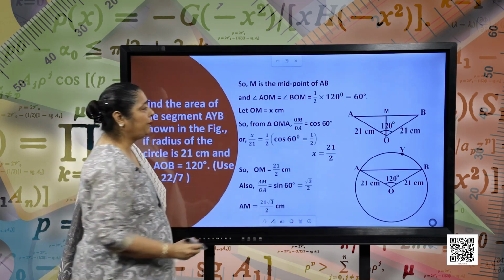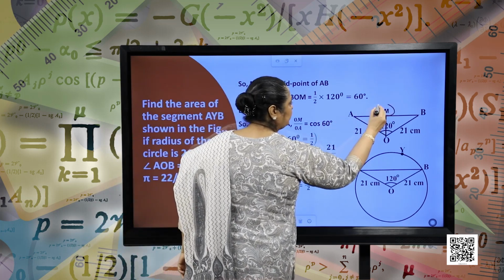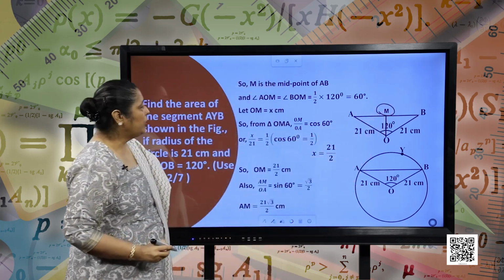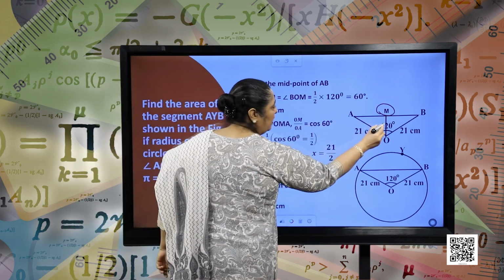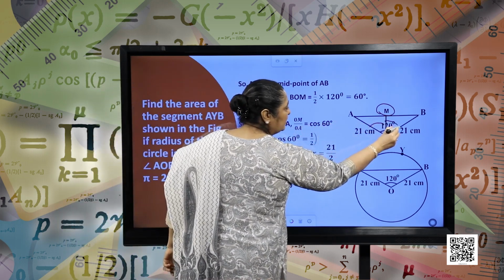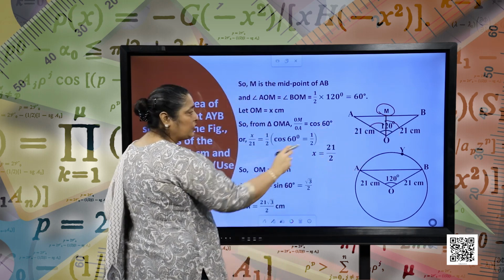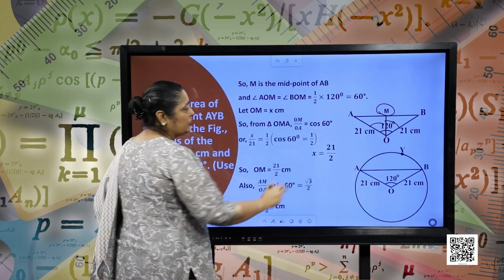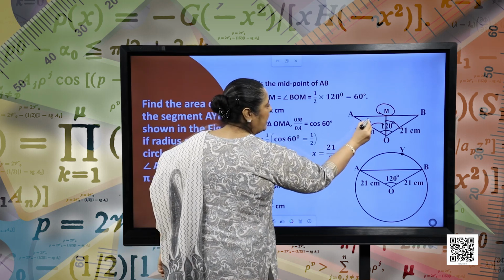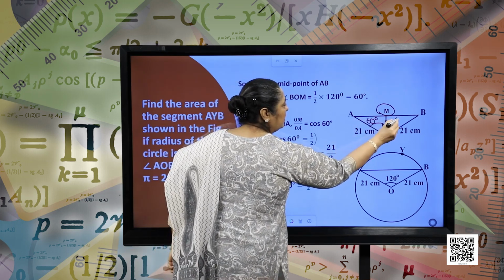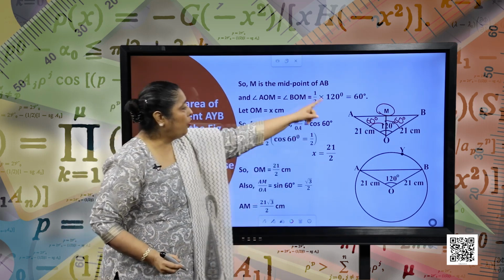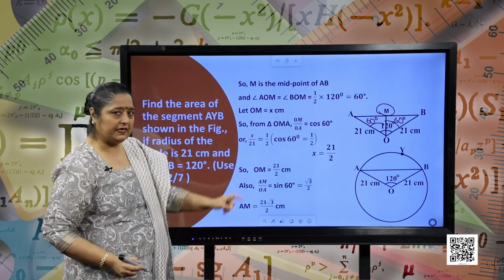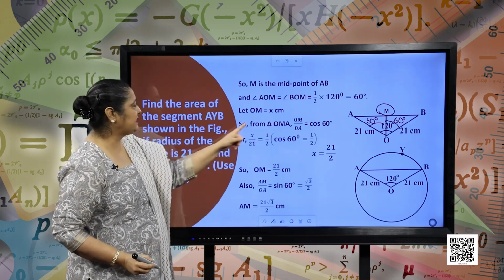Since M is the midpoint, angle AOM will be equal to angle BOM. Also, we know that AO is equal to BO. So, this angle will equal to this, and each angle will be 60 degree. Okay? So, let us take OM as x centimeter, the length of OM as x centimeter.